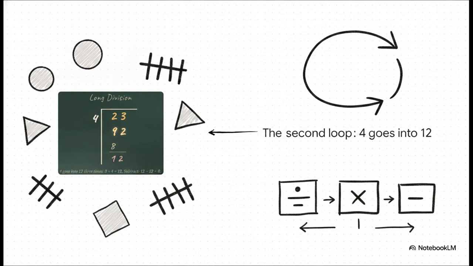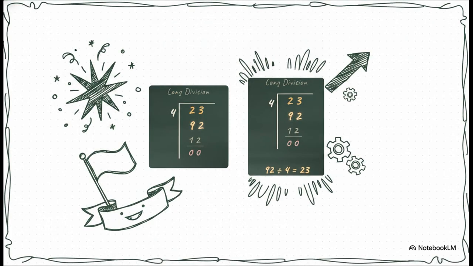Divide. How many times does 4 go into 12? Exactly 3 times. We write that 3 up top on the roof, right next to the 2. Multiply. 3 times 4 is 12. Write that down under the 12. Subtract. 12 minus 12 is 0. And look at that beautiful 0 sitting at the bottom.